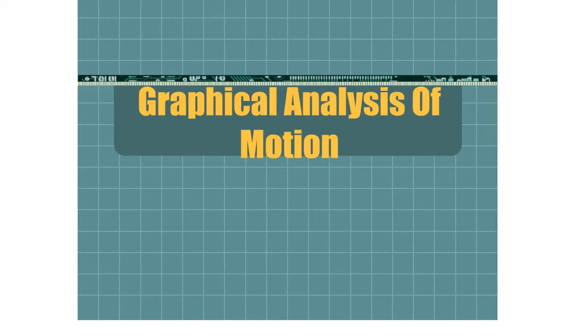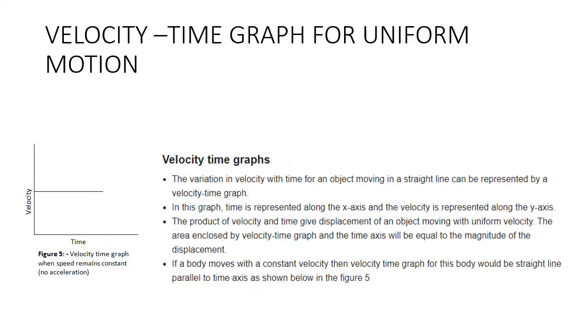Today we are going to continue with the graphical analysis of motion, but today we will be talking about the velocity time graph, for uniform motion and also for non-uniform motion. So, what is a velocity time graph? The variation in the velocity with time for an object moving in a straight line can be represented by the velocity time graph.